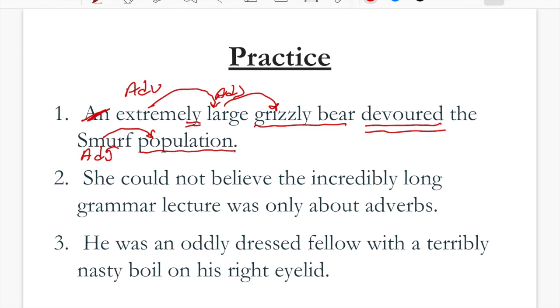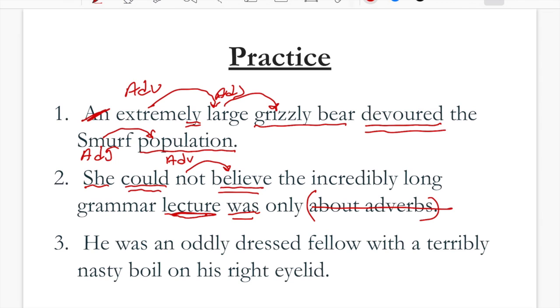Question 2. She could not believe the incredibly long grammar lecture was only about adverbs. Mrs. Hood could believe that, actually. So, first of all, we're going to take out our prepositional phrase here. We're going to ignore that. And we are going to look for our verbs. So, could, believe, and was. So we've got a complex sentence here. She is our subject for that one. She could believe. Lecture is our object. To what extent could she believe? She could not believe. So not is an adverb.